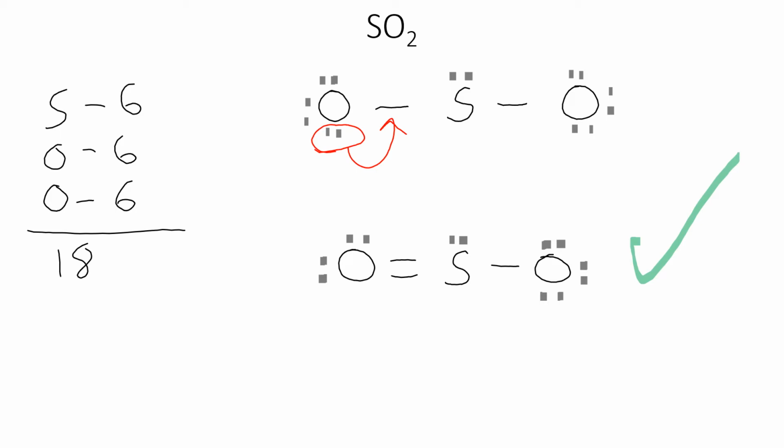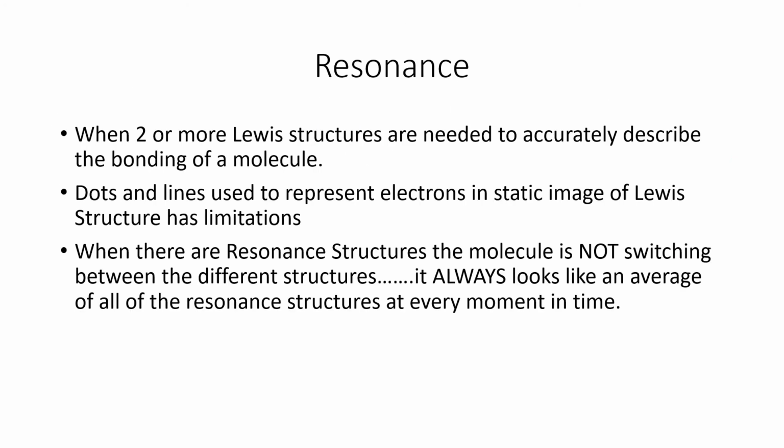And we're going to spend a little bit more time on this molecule because this molecule illustrates something that's called resonance. Resonance is when two or more Lewis structures are needed to accurately describe the bonding of a molecule. When we think about these Lewis structures that we are writing, how are we representing electrons?